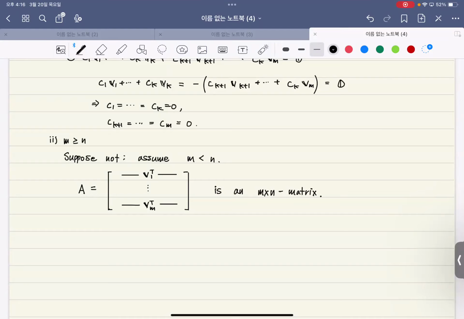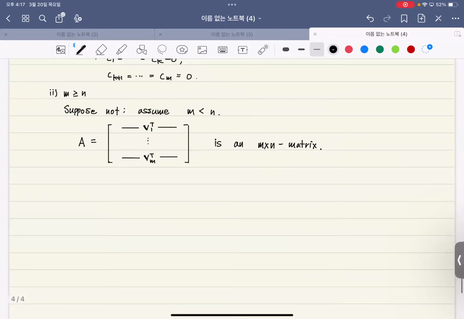And do you remember this? A wide matrix cannot have a trivial null space. If your matrix is wide, then the null space of that matrix must always contain some non-zero vector. No? Okay. The columns are bound to be dependent. Right.